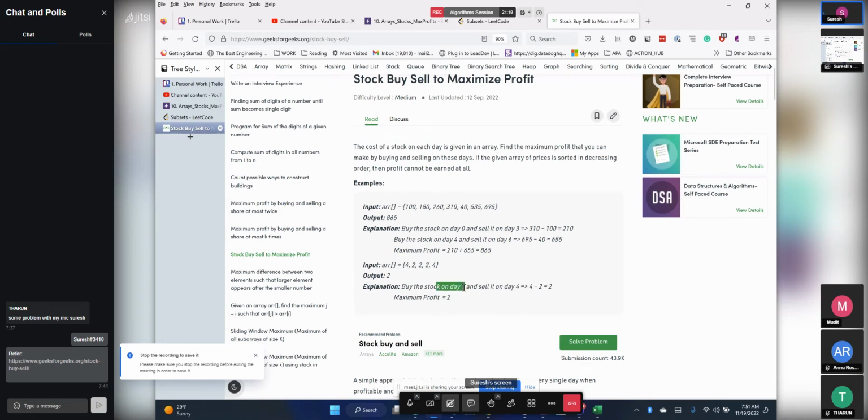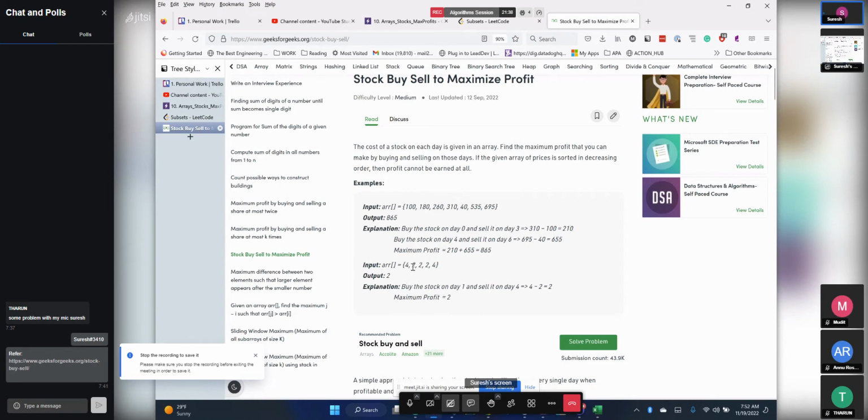Better to buy on day 1, right? It's not better to buy on day 0. The people who bought on day 0 don't get any profit. Even if they sell for 4, you bought for 4 and you sold for 4. You did not get any profit, right?